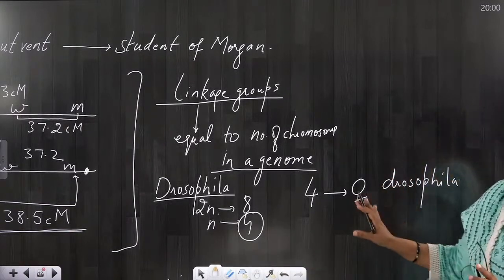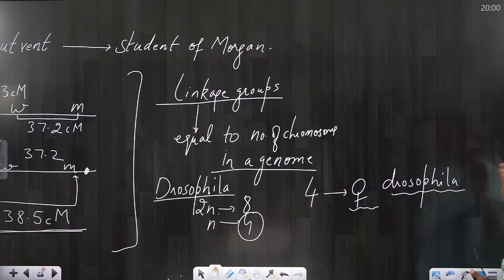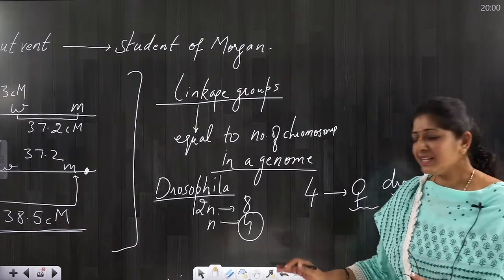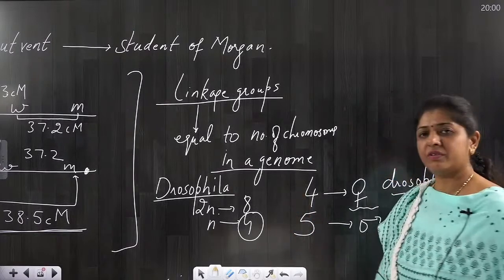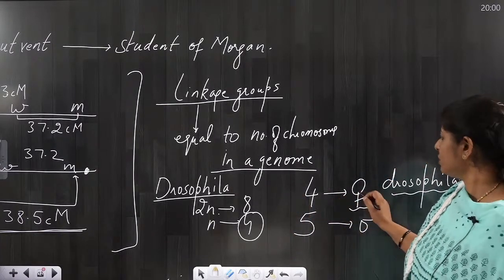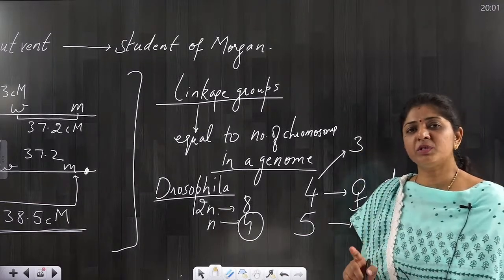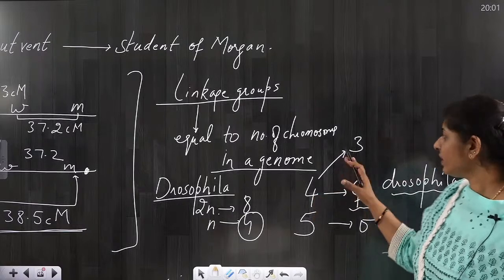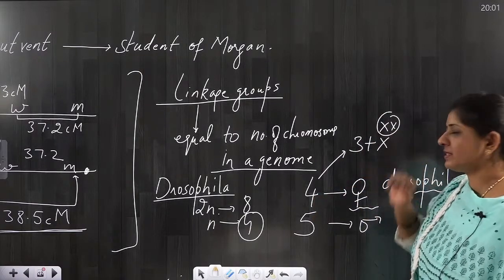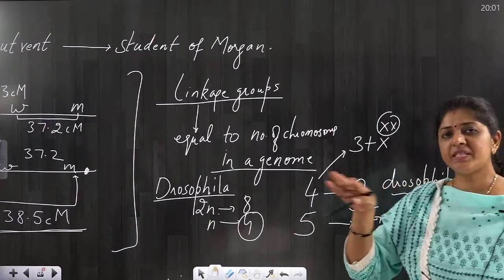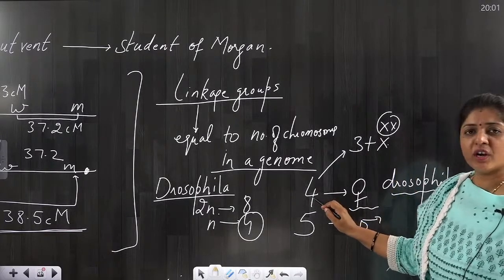I repeat this point, 4 linkage groups will be in a female Drosophila. But in the male Drosophila, it will be how much? It will be 5. Why so? Because in case of female, you are having 3 autosomes in a genome. Now I am not taking pairs. 3 will be autosomes plus X and X. I will consider only one X because those genes will be the same in both.